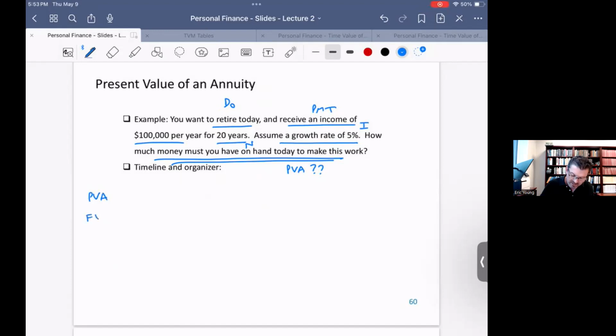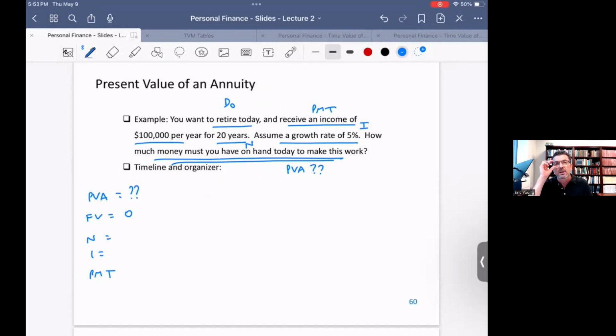PVA, the FV, the N, the I, and the PMT. The PVA, that's what we're solving for. Now, the future value is interesting. We're going to assume in this problem that you will die at the same time that your money wipes out and goes to 0. So the future value is assumed to be 0.